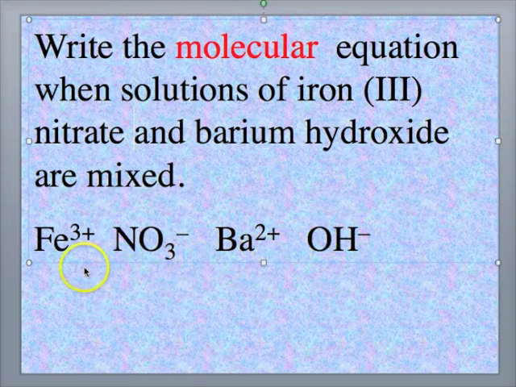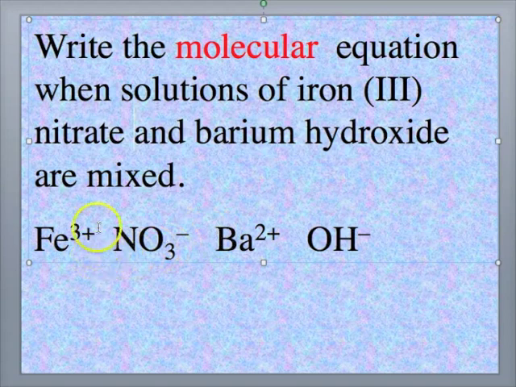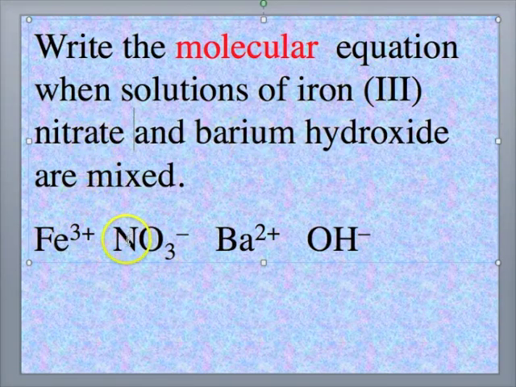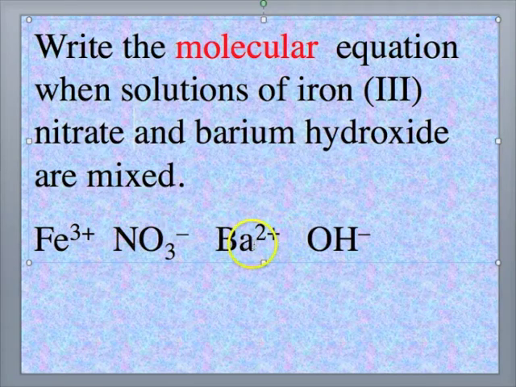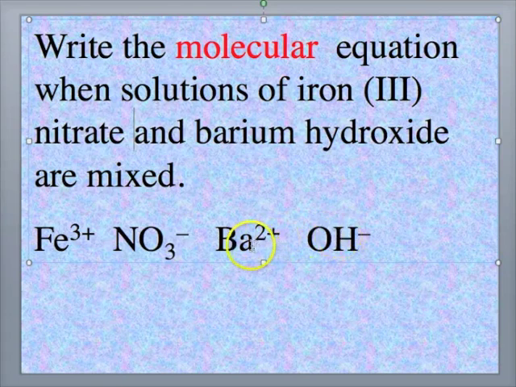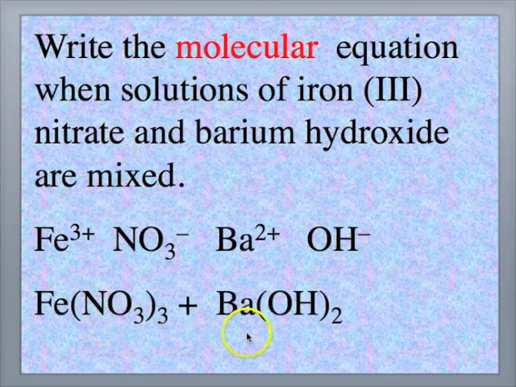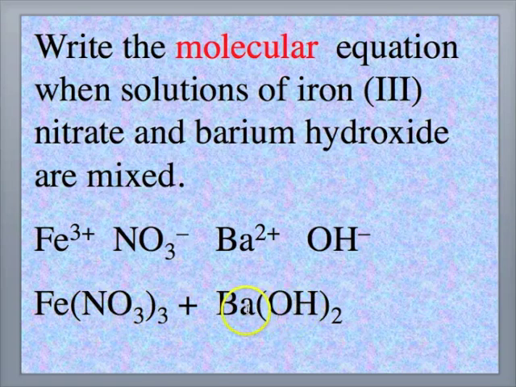So when we make formulas from these, iron nitrate is going to have the iron and the nitrate combined. And we're going to need 3 nitrate for every 1 iron, because iron is 3 plus and nitrate is only -1. So we need 3 of the nitrate. And for the barium hydroxide, obviously we're going to need 2 hydroxide ions for every 1 barium. So when we write out the formulas, we should see something like this: 3 nitrates for 1 iron and 2 hydroxides for 1 barium.